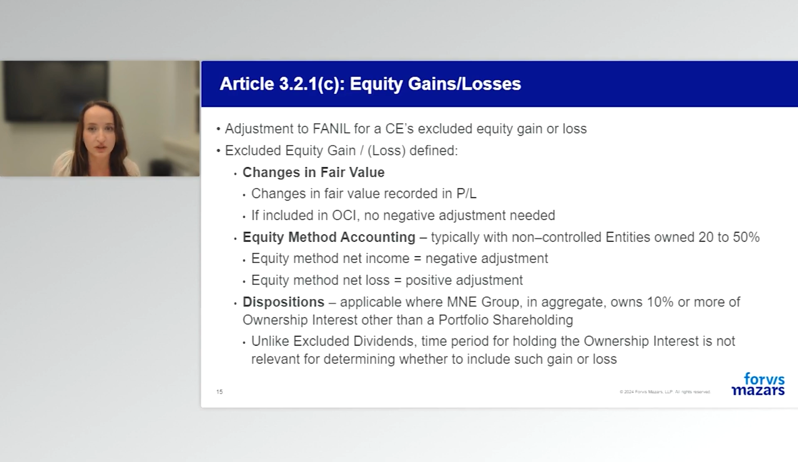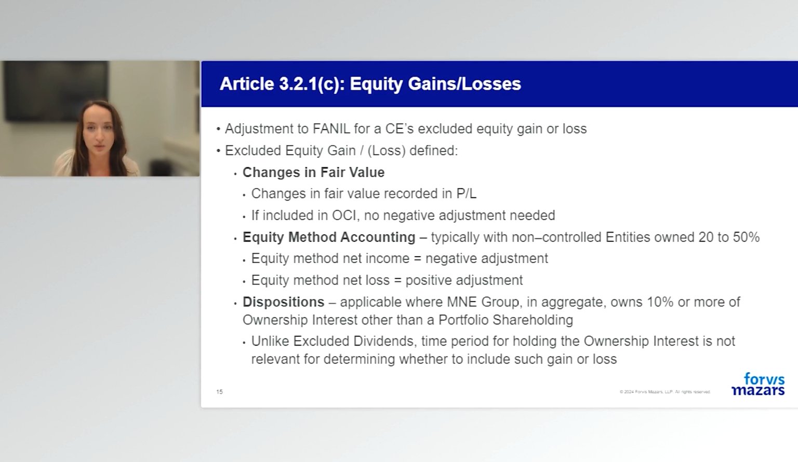Then the second one is the income or loss arising from an ownership interest accounted for using the equity method. Financial accounting standards typically require equity method accounting when the MNE group holds a significant but non-controlling interest in an entity, which is between 20 and 50%. The adjustment may be positive or negative. If there's equity method net income, then there's a negative adjustment to the GloBE income or loss, and an equity method loss is a positive adjustment to the GloBE income or loss.